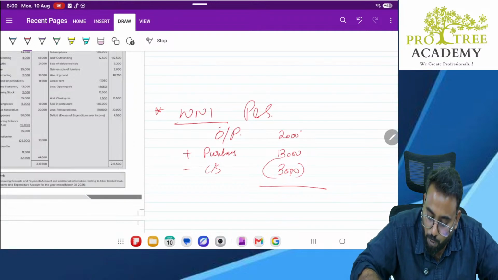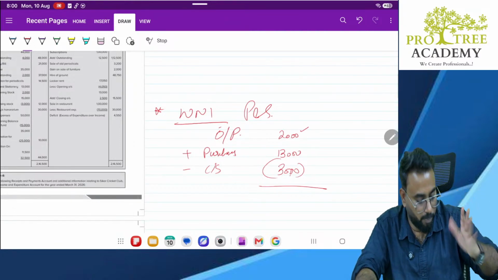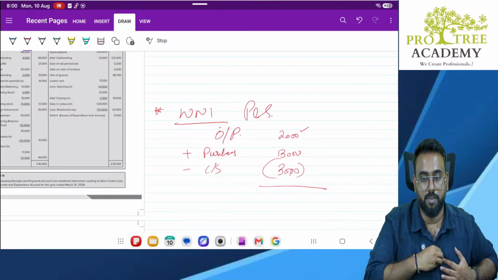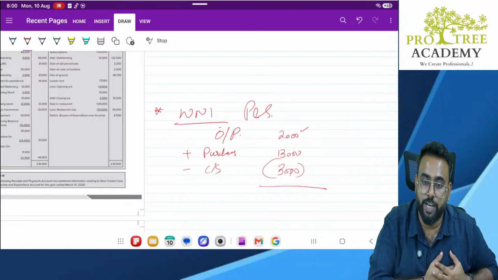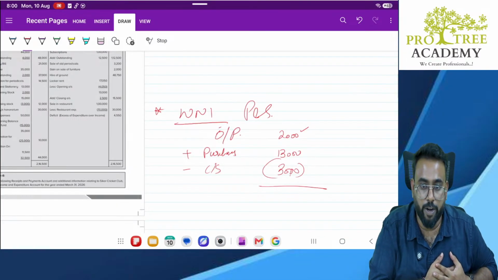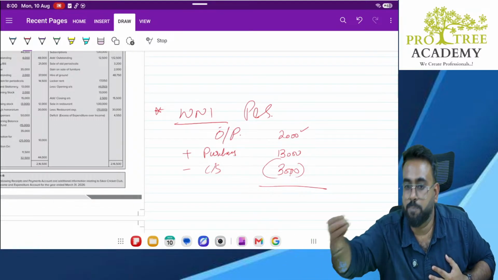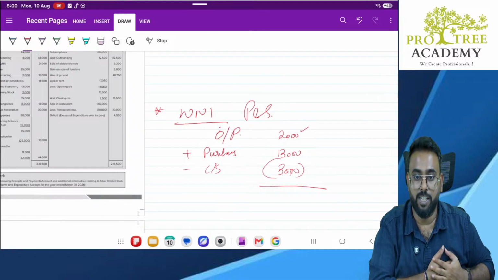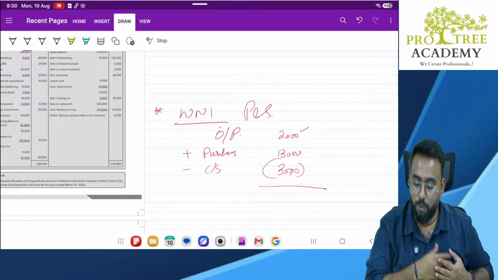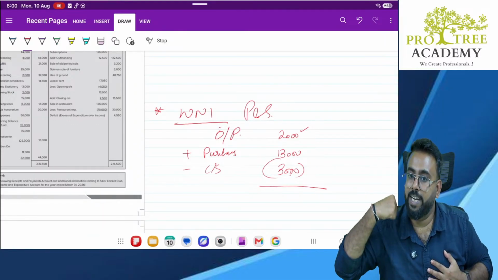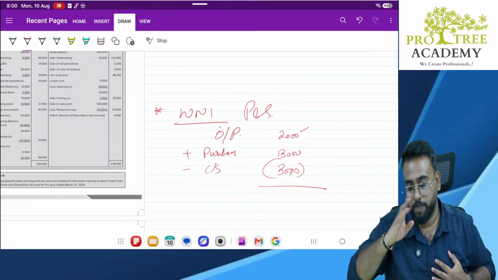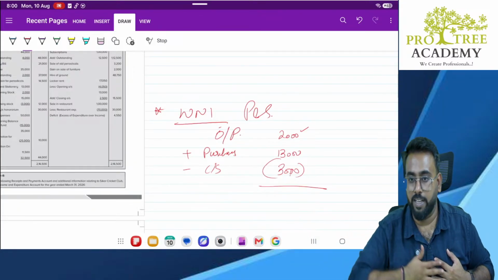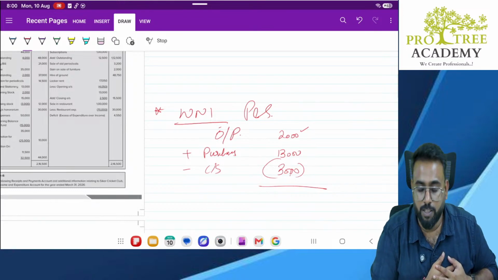Sir, you had opening stock of 2,000 rupees. You already had 2,000 rupees with you. Another 13,000 was given by your father. You already have 2,000 in your pocket. Another 13,000 is paid by your father. How much is remaining? 2,000 plus 13,000. 15,000 I am having, sir. Good, very good. So 2,000 you had, 13,000 your father gave. How much do you have in total? 15,000 I am having, sir.